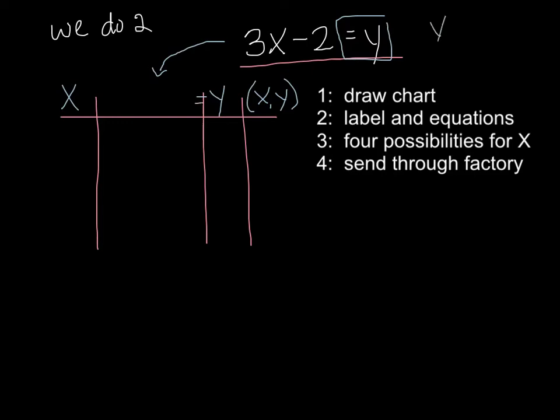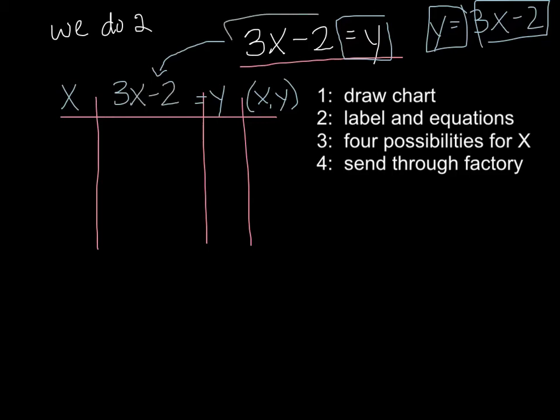Just a side note, sometimes you might see it like this. Still the equal y part is right there, and then you just take this part right there, 3x minus 2. So it just doesn't matter. This is what we did there, 3x minus 2. All right, so we've labeled the equation, and we've labeled it and put the equation.